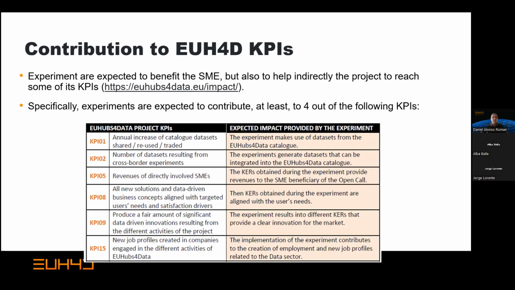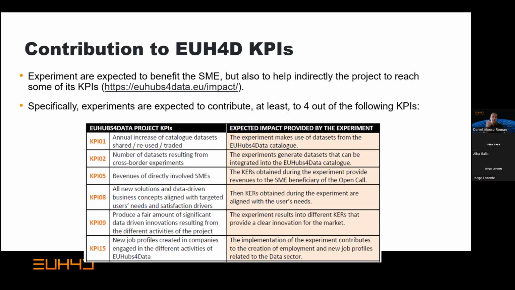The third point is the contribution to the KPIs of the project. As I was saying before, we are also using the experiments to be able to reach our KPIs. And this is why we are asking that your experiment contributes to at least 4 out of these 6 KPIs. It is very important for us, because the experiments are part of our project, as I explained before. So those are the 6 KPIs that we propose you can contribute to.